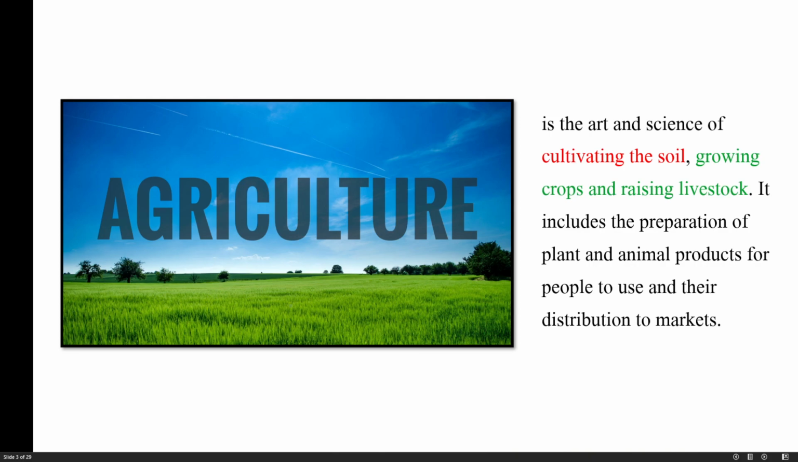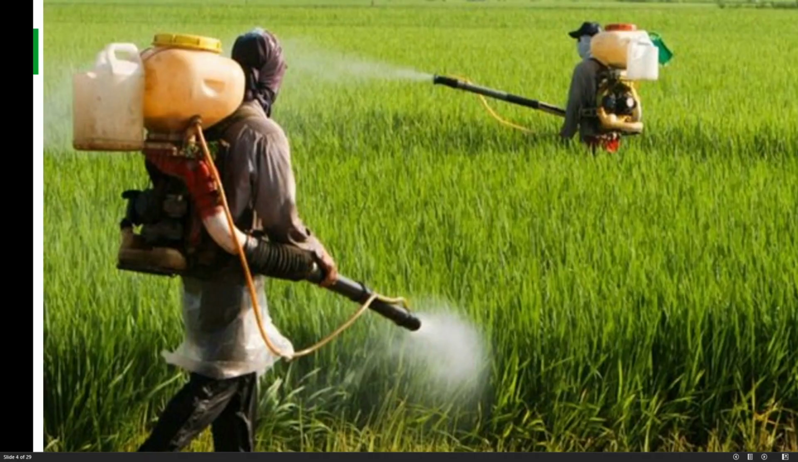And also, it can be a form of exercise. Diba? From morning until afternoon, talagang batak na batak ang katawan mo dyan. So, talagang malakas na malakas ka. Okay? So, this is an example of farmers. They are trying to spray insecticides para maalagaan yung kanilang mga palay.